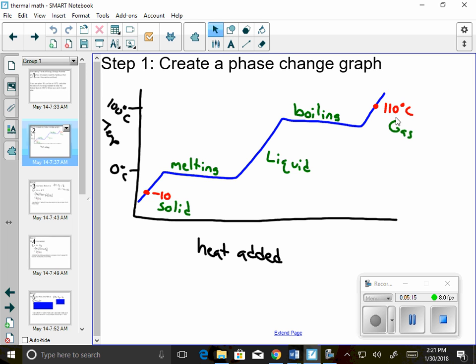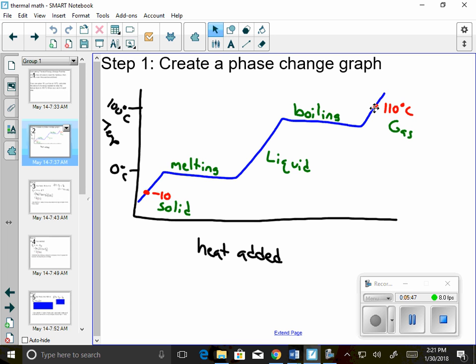The reason I'm doing this, notice that it is not one straight line between the starting and the ending point. Instead, there's a series of steps. Step 1 would be going from negative 10 degrees Celsius to 0 degrees Celsius. Step 2 is melting. Step 3, going from 0 degrees Celsius to 100 degrees Celsius. Step 4, boiling. And step 5, going from 100 degrees Celsius up to 110.